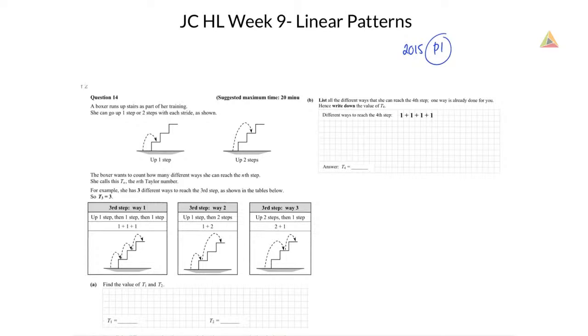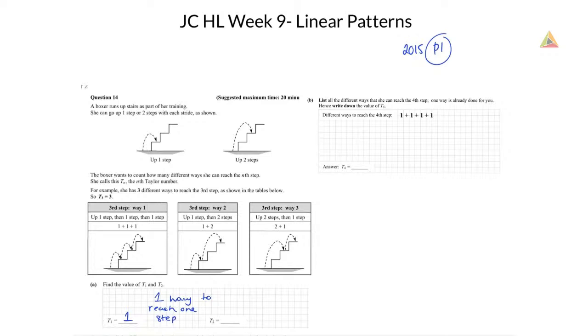So the question you're being asked here is how many different ways can she reach 1 step? And the answer is 1. She can only get to the first step 1 way, and that's by going up 1 step. So T1 is 1 because it's 1 way to reach 1 step.